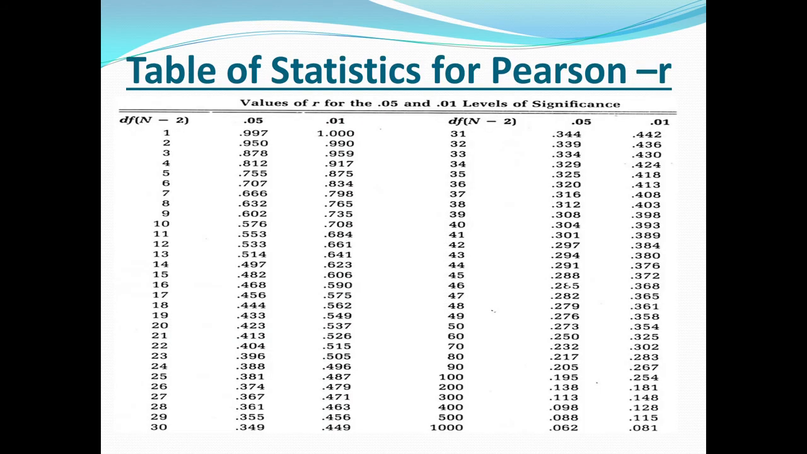Now, ito yung mga table na sinasabi ko. So this table is just for the Pearson R. Okay? So ito yung degrees of freedom. So for example, nakuha natin ay 7 yung degrees of freedom natin. And then yung ating margin of error na ginamit ay 0.05. Okay? So ibig sabihin, ayan, 0.666. So ito yung ating critical value. So makikita natin yon later.